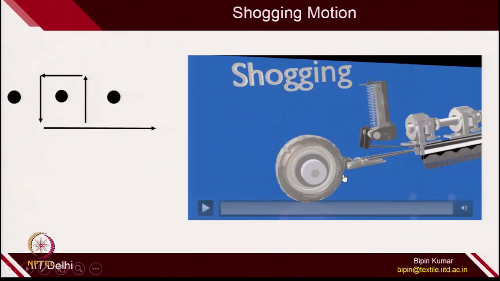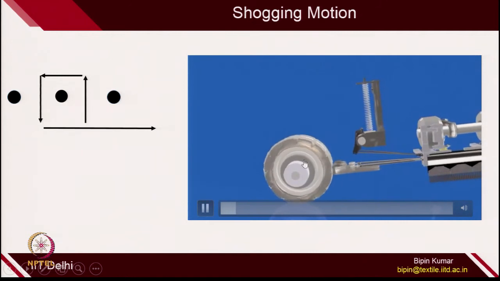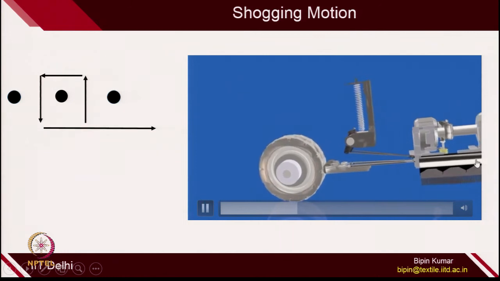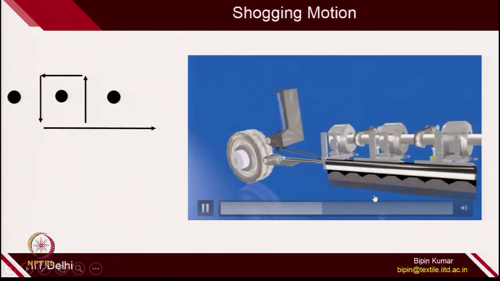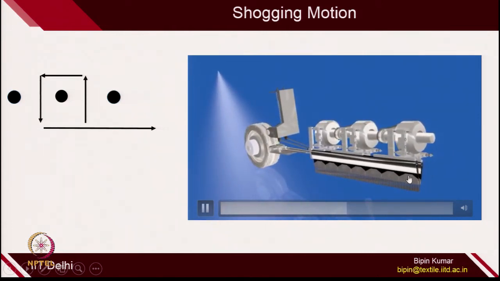Let me explain how. This is the shogging motion which is shown here. The bar is attached with some pattern disc which will be rotating and which will be giving some kind of lateral movement to this particular guide bar. You can see because of this lateral movement, the entire guide bar will be shifting, which you can see here. You can see it is shifting along the needle bar.